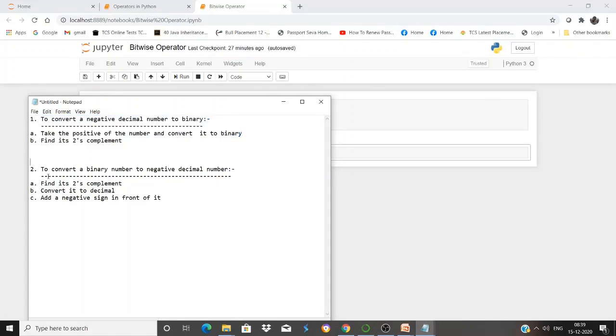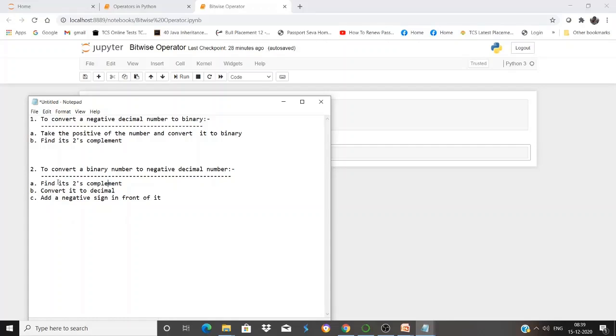The second concept is that to convert a binary number to a negative decimal number, we first find the two's complement of the binary number, then convert it to decimal and then add a negative sign in front of that converted decimal number.